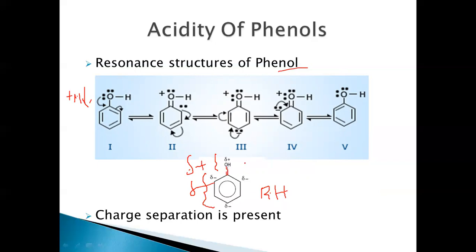So there's a charge separation because there is a negative charge in one part of the molecule and the positive charge in the other part of the molecule. So there's a charge separation here.